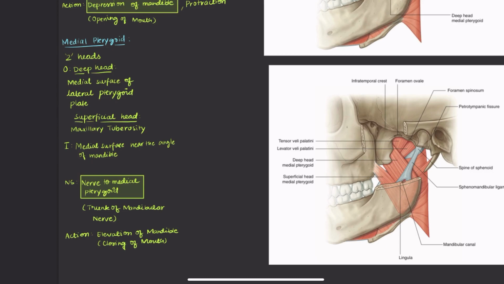Nerve supply would be nerve to medial pterygoid, which is a branch from the trunk of the mandibular nerve, unlike the others which receive branches from the anterior division of mandibular nerve. And again, this is going to help in elevation of the mandible and thereby closure of the mouth.